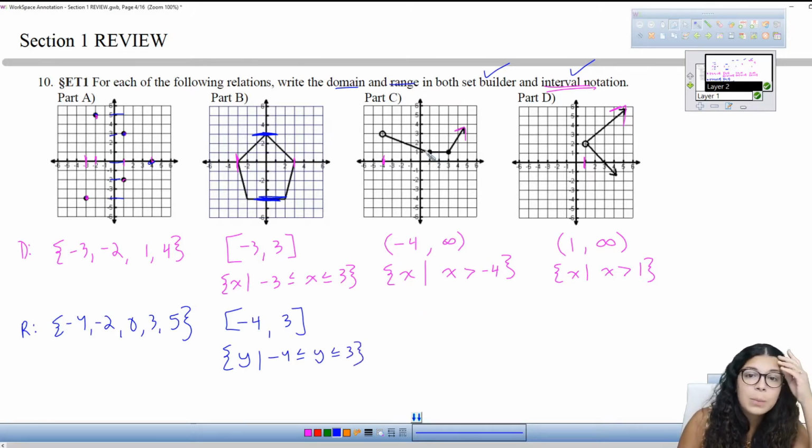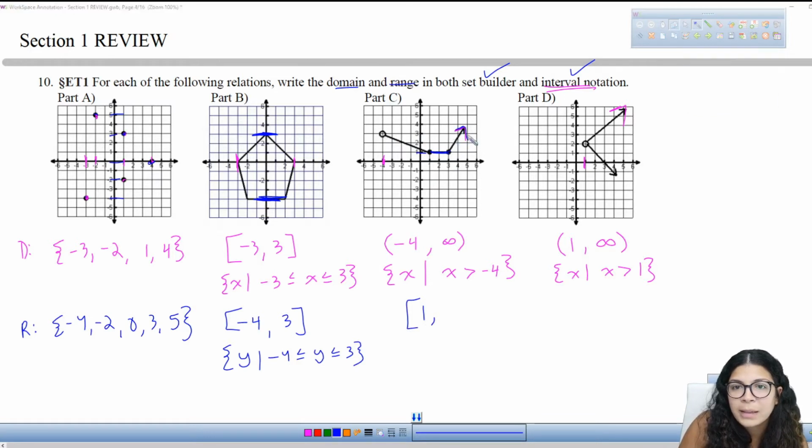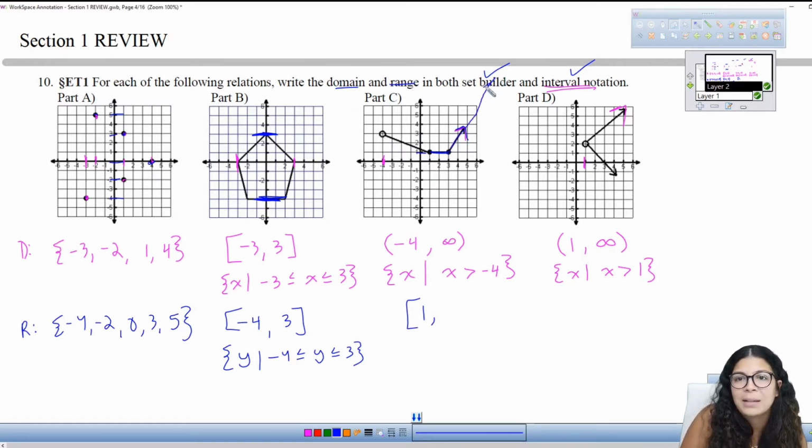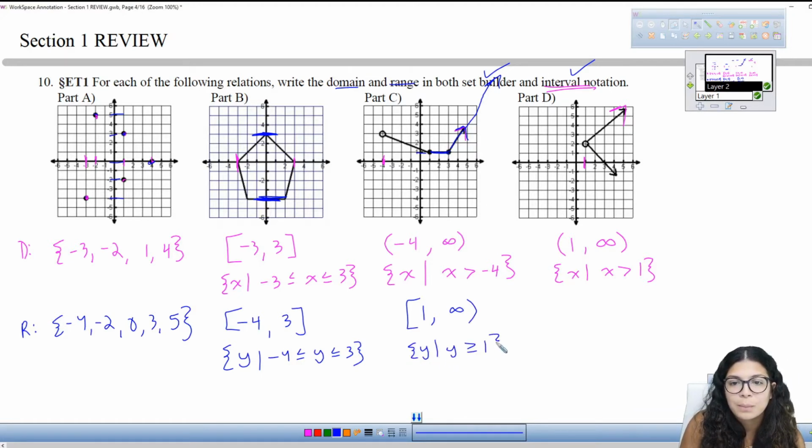Moving right along to this one, what is the lowest point on the graph? Well, right here, that has a y value of 1, and that is solid, so included. And then all the way up, the highest point, here I have a point, but look at this arrow. That means that it's going to continue past that. So the y value will get higher and higher till infinity. So y such that y is greater than or equal to 1.